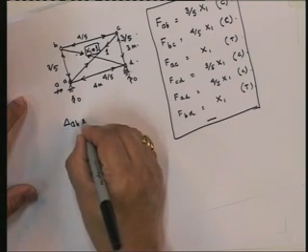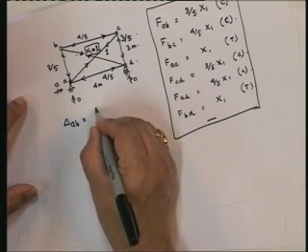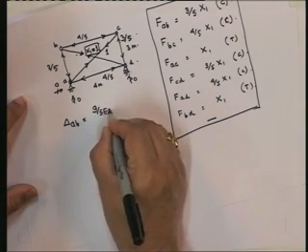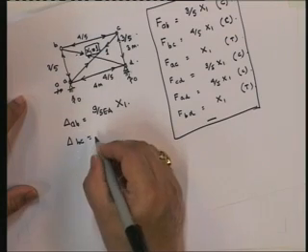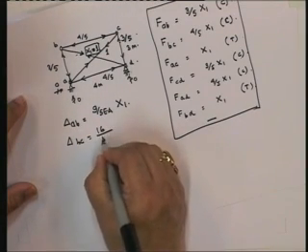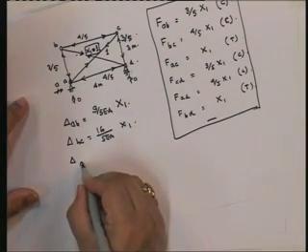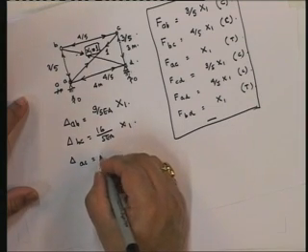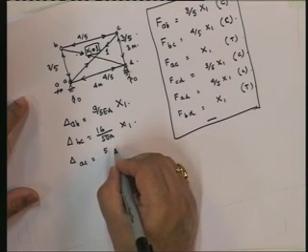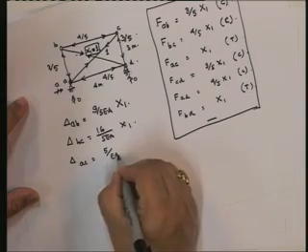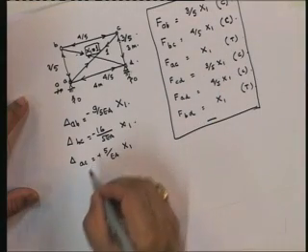Real deformation: delta AB, note that I've already done this, 3 into 3, so this is going to be 9 by 5 EA x1. Delta BC is going to be equal to 16 by 5 EA x1. Delta AC is equal to 5 upon EA x1. Note that this is negative and negative because these are compression. This is tension, so this is positive.